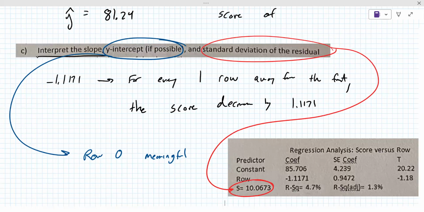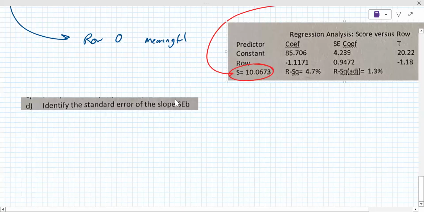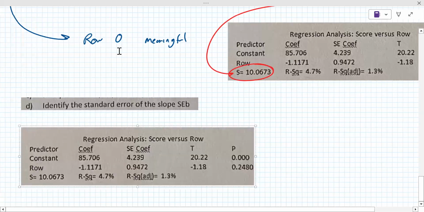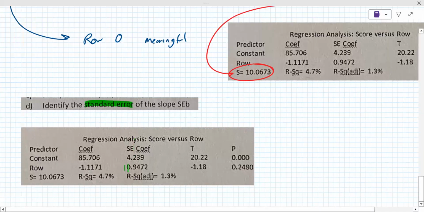All right, part D here, the standard error of the slope, we do get that from the table. Let me grab the table again. The standard error of the slope is a value in the table. The slope is the second row, and there's the standard error of the slope right there. Another thing is making sure you know what each number is.